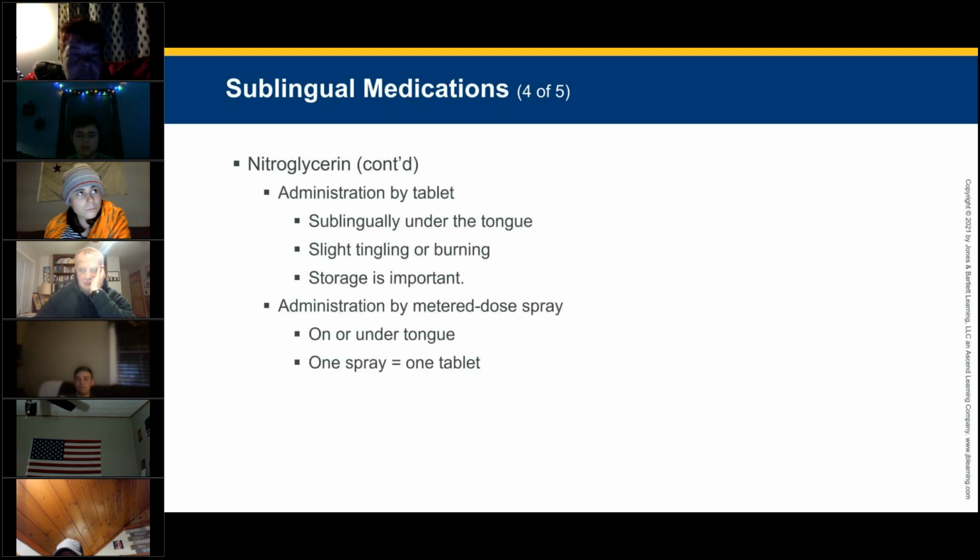To administer this medication, you're going to place the tablet under their tongue where it's going to be allowed to dissolve. The patient's going to experience a slight tingling or burning sensation. And nitroglycerin should be stored in its original glass container with the cap screwed on tightly.